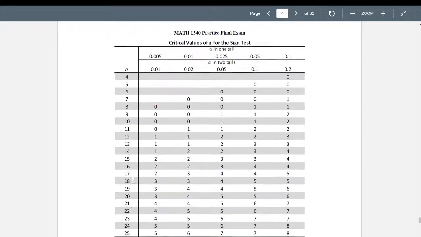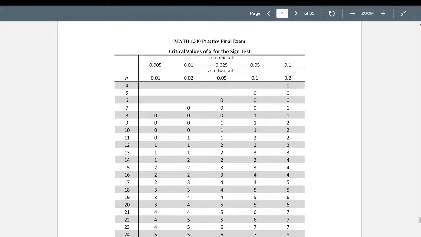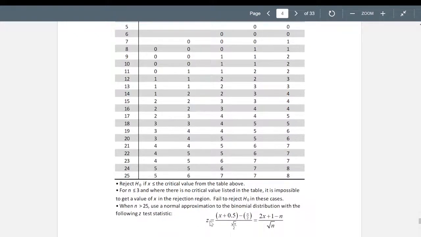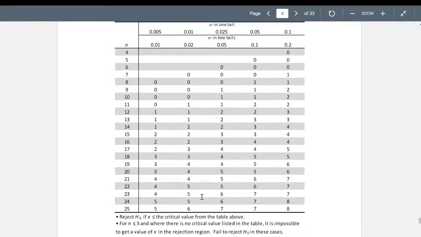Notice how the table here is critical values of x for the Sine test. Notice how the first column is n, the number of signs, the number of plus and minus signs together. The table I'm provided here, and in most books, doesn't go beyond 25, because once you're beyond 25, then you're using the z-score down here and working with the standard normal distribution instead of this table.